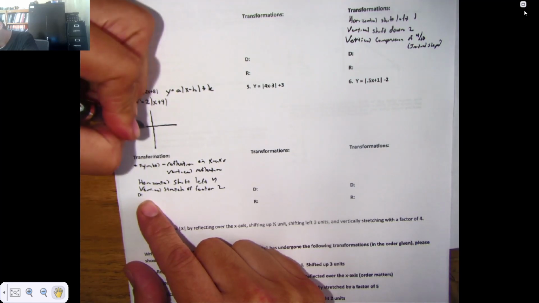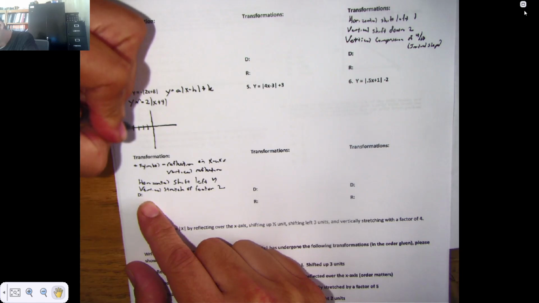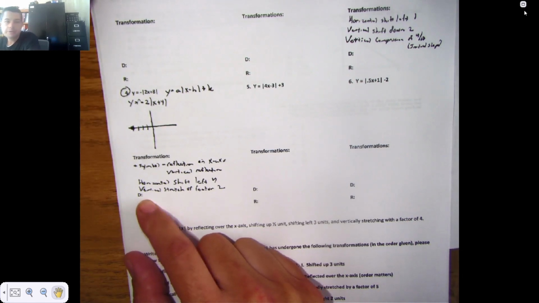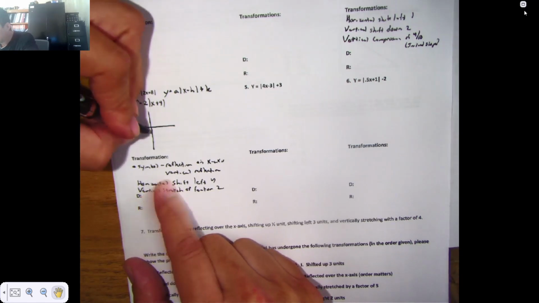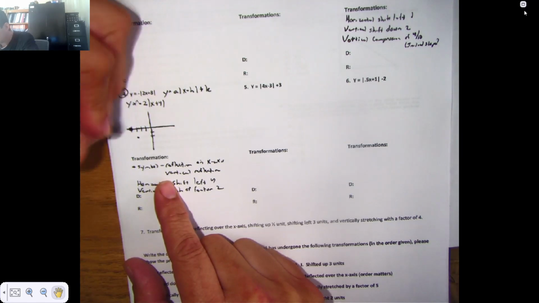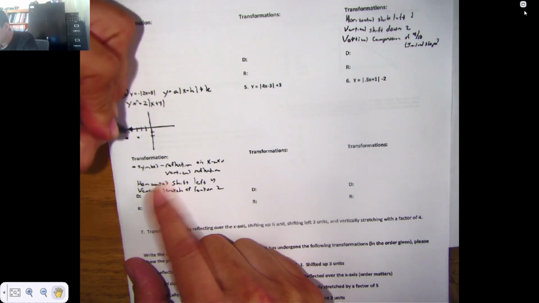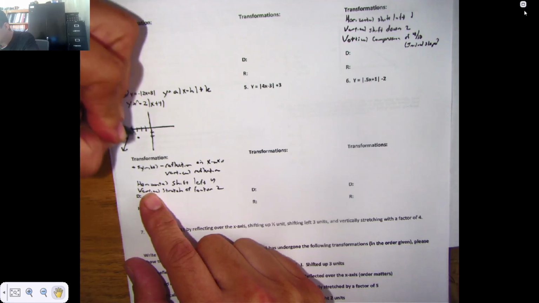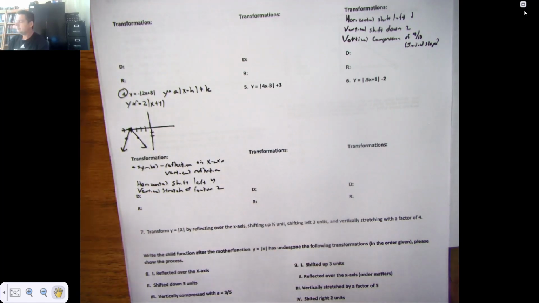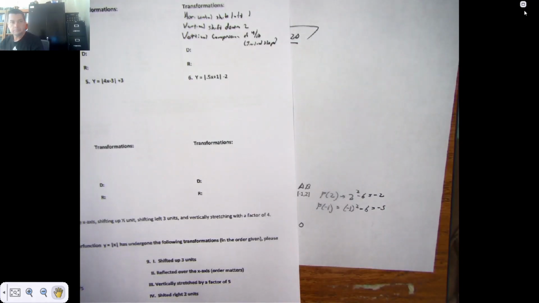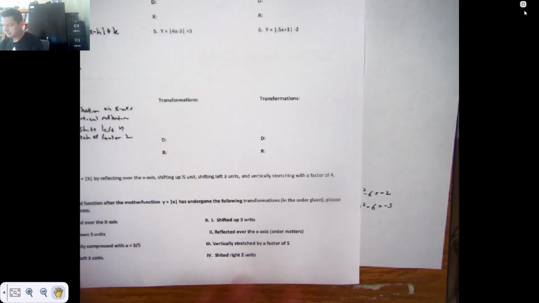So I need to go left 4 units. There's where the vertex is for this absolute value equation. And my initial slope here is to fall 2. So I'm going to fall 2 as I run left, and I'm going to fall 2 as I run right. There is number 4. And that's all I'm going to do on that. Let's see what's up. 7, I don't know what I want to do. Let's do 9 down here.